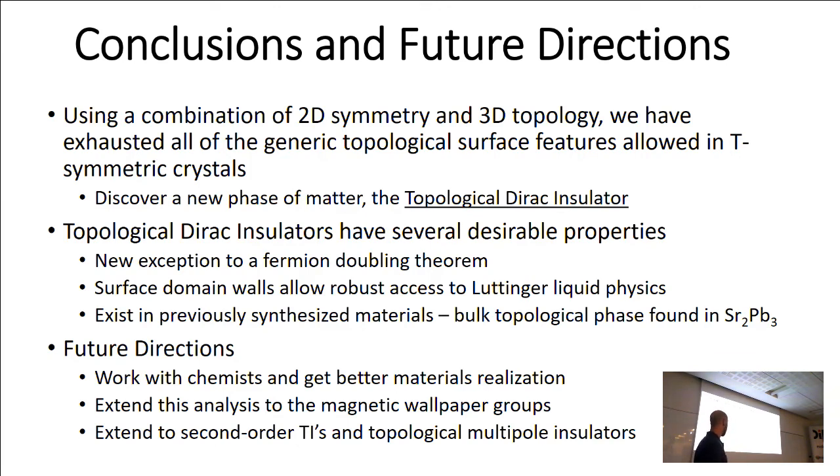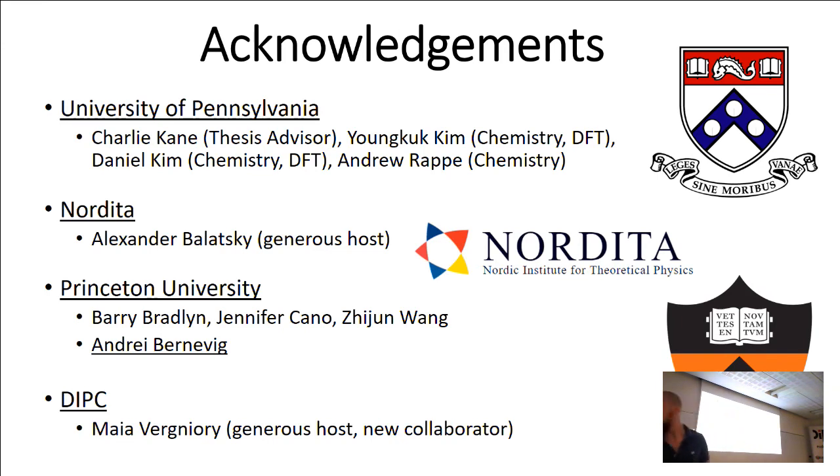We can extend this analysis to magnetic groups, though. There is a tremendous number of magnetic wallpaper groups, and so we could imagine rearranging the bands in such a way that I get some exotic crystalline magnetic phases and seeing if there's anything interesting there. And I could also imagine extending it to some sort of additional edge-of-edge type construction.